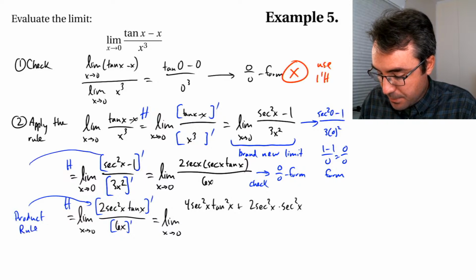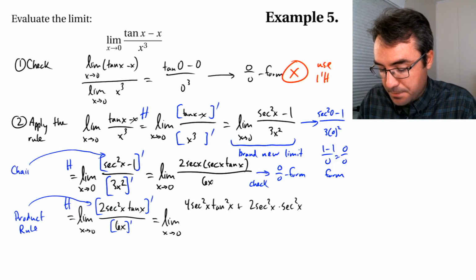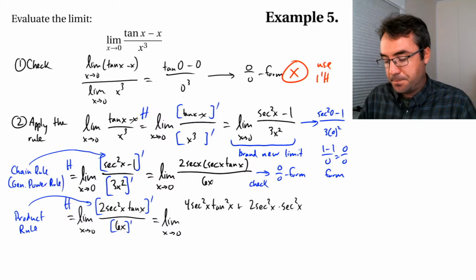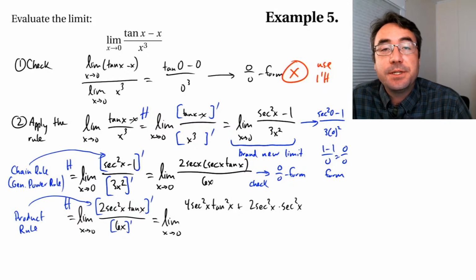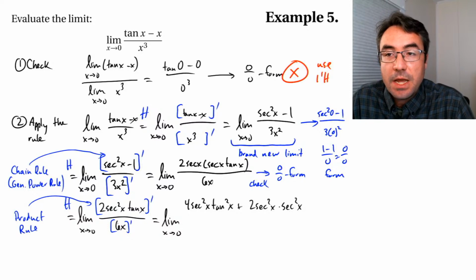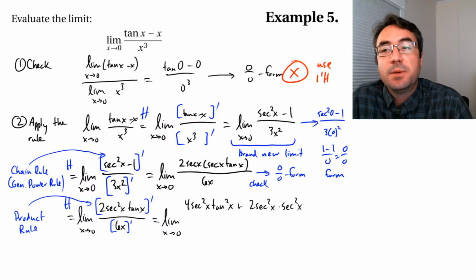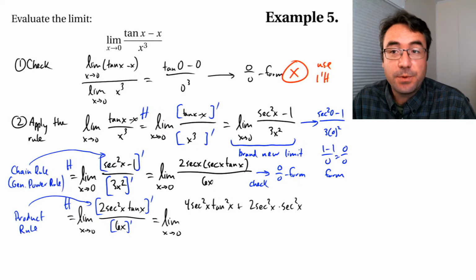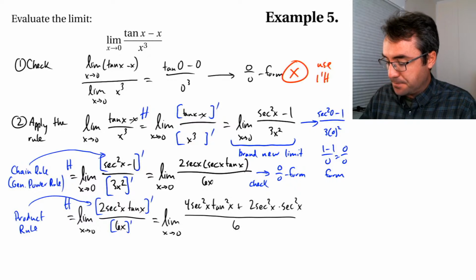And let's just mark it up here. To differentiate secant squared, we have to use chain rule, or what we call general power rule. And then to differentiate secant squared x times tangent x, we have to use our product rule. And so if we go through the product rule, we should end up with 4 secant squared x times tangent squared x plus 2 secant squared x times secant squared x in the numerator there. And then the derivative of 6x is just 6.